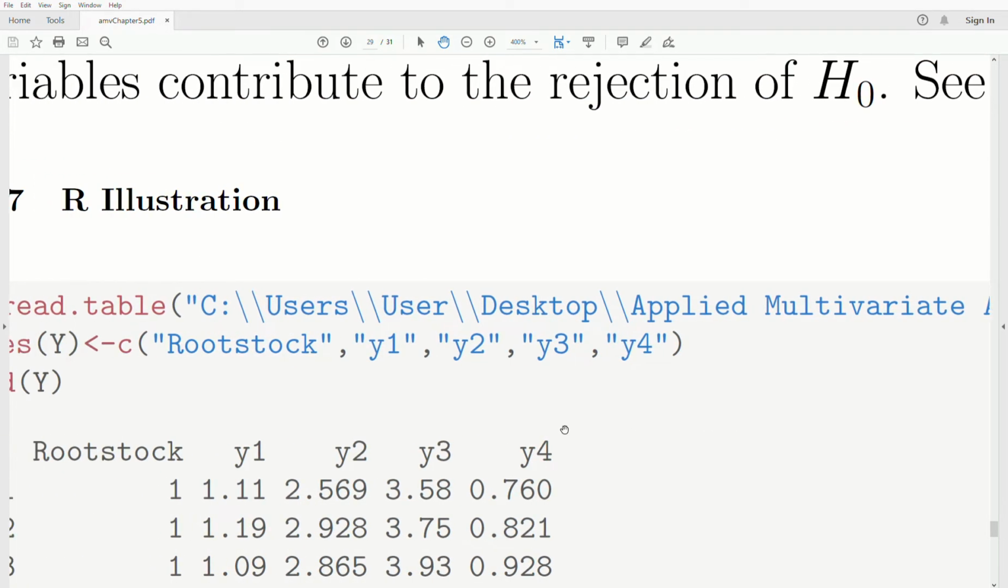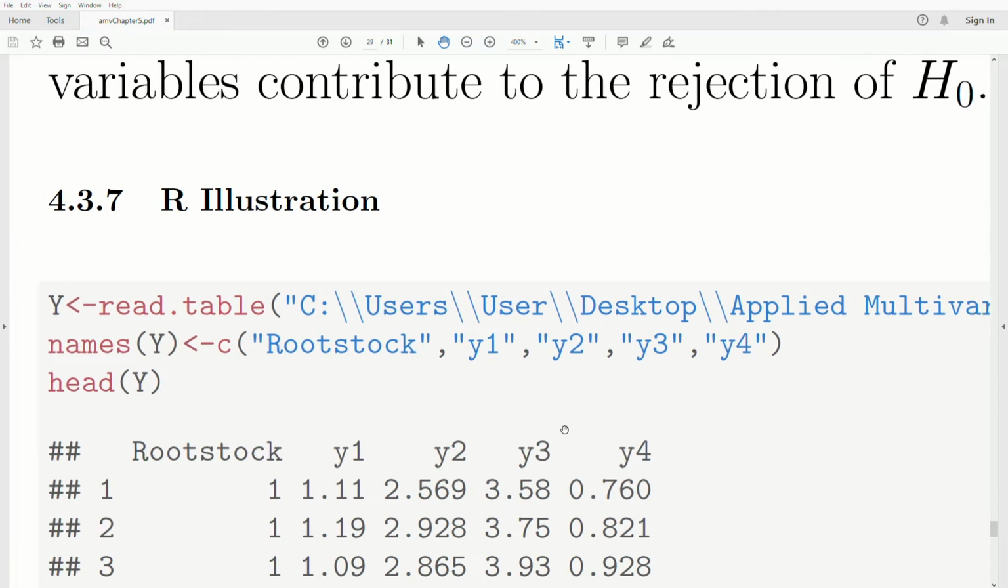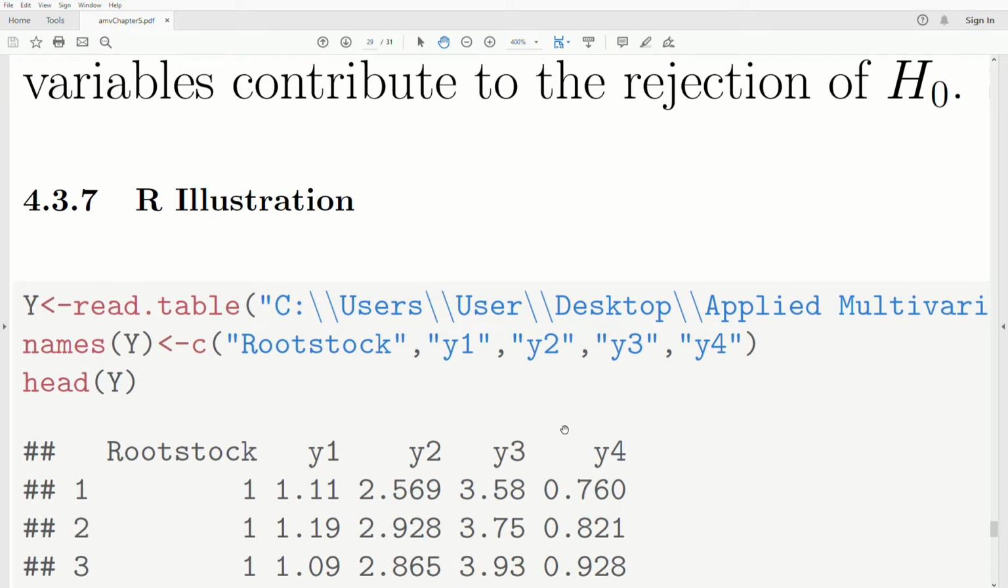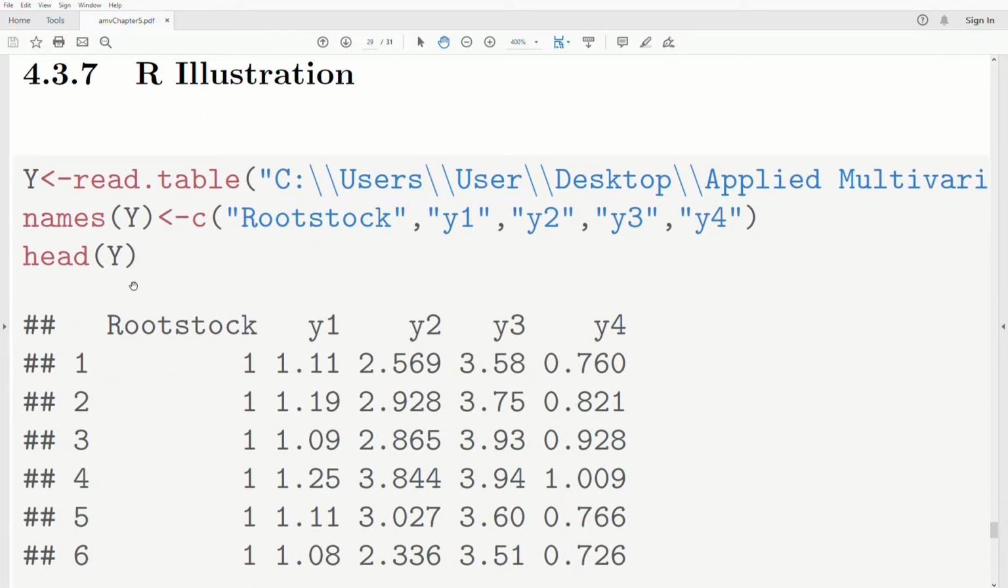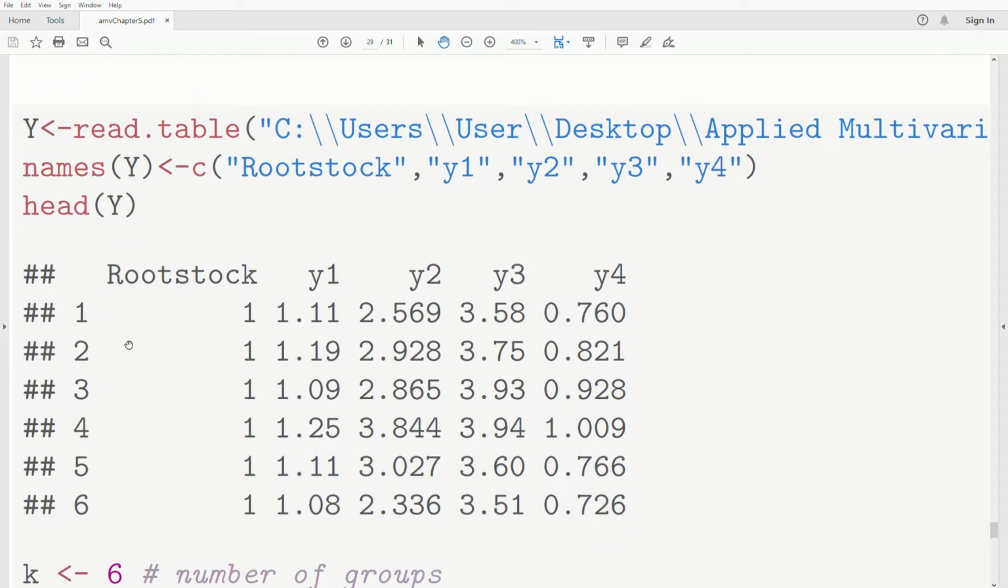and we read in the data using read.table, and it doesn't have a header, which means it doesn't label the variables. So I give it names so we can use them later. If we look at the head of the file, which means print the first 6 rows, rootstock is the numbers 1 through 6, depending upon what rootstock system they were using, and then these are the 4 variables that were measured.